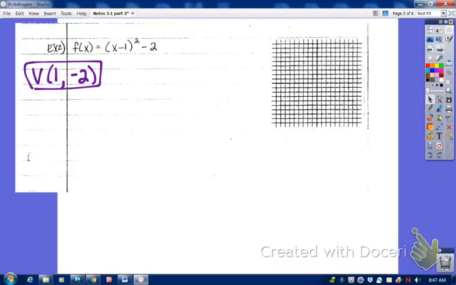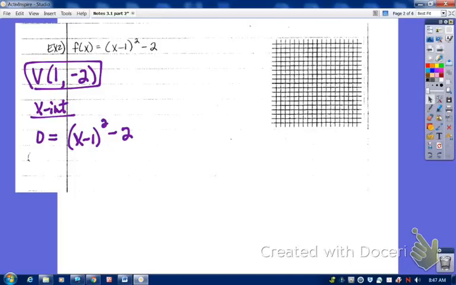All right, let's find our x-intercept. To find our x-intercept, we let y go to 0, so that's going to look like this. 0 is equal to x minus 1 squared minus 2. So to find our x-intercept, we let f of x go to 0 because that's our y, and then we're going to solve for x. This time we are going to have x-intercepts.